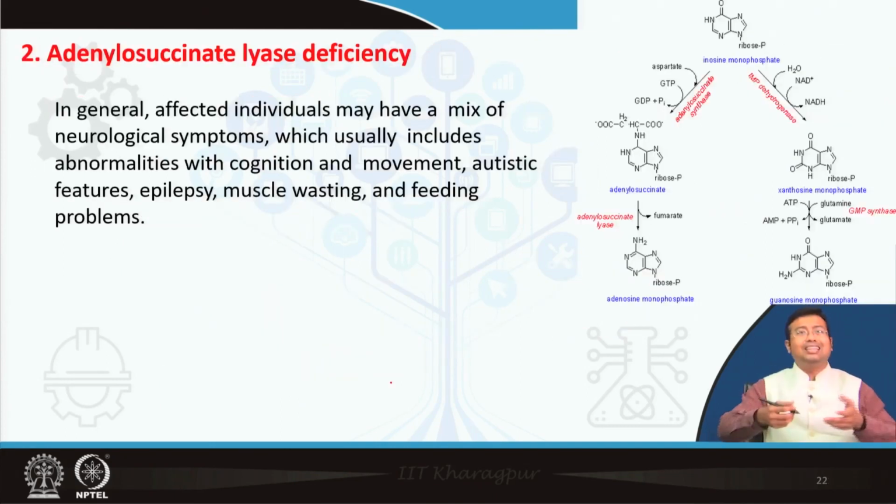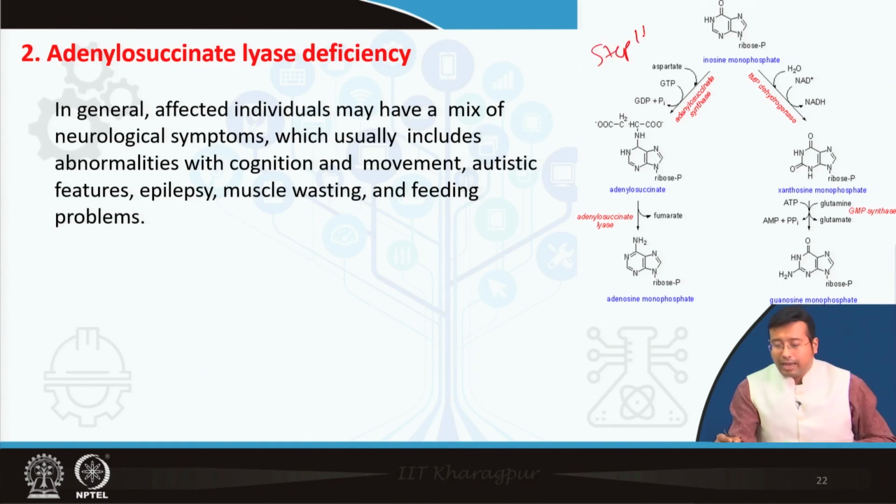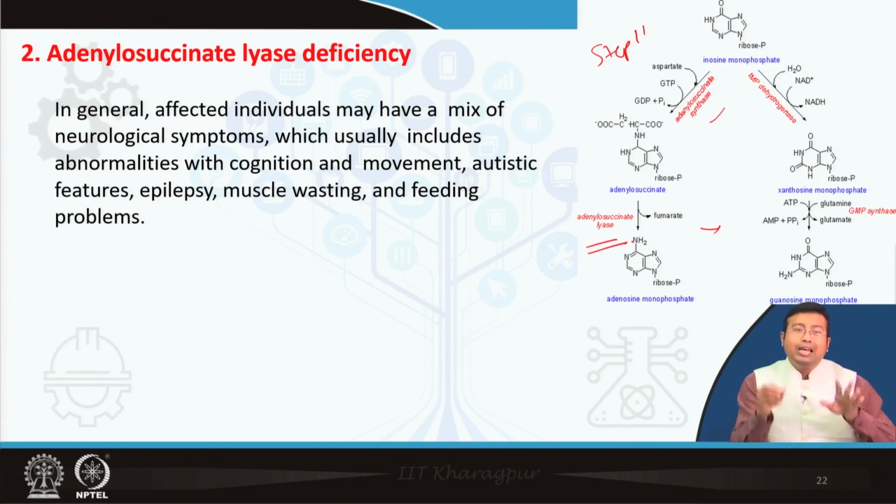All right. The next enzyme deficiency that we need to know is adenylosuccinate lyase deficiency. As I told you when we were discussing de novo purine synthesis, this was step 11. I told you by comparing it with the urea cycle that aspartate is coming in, fumarate is going out. So, this is the step where, if this enzyme is deficient, the previous products will be accumulated and AMP production will be hampered.